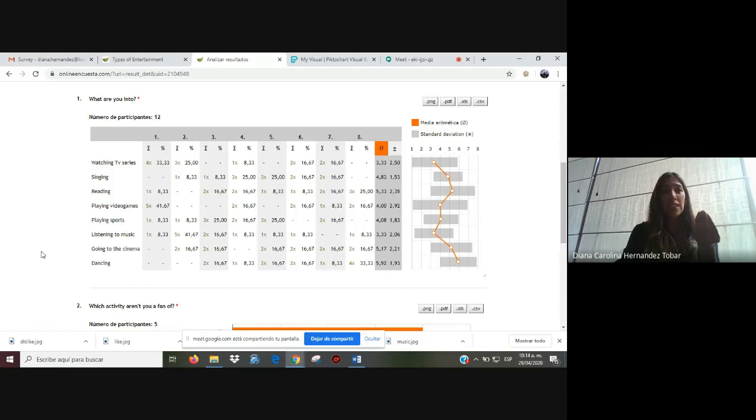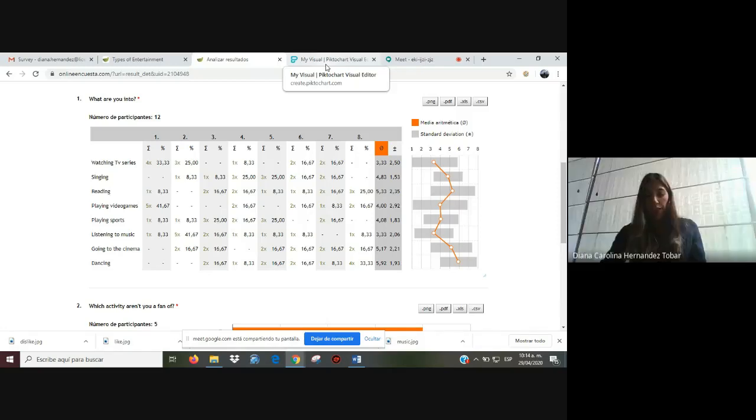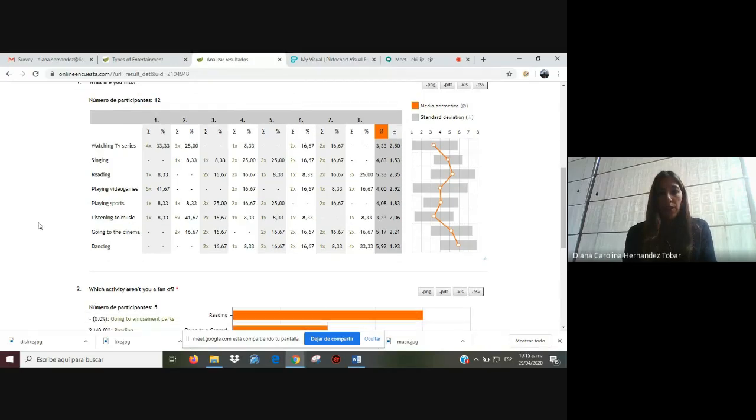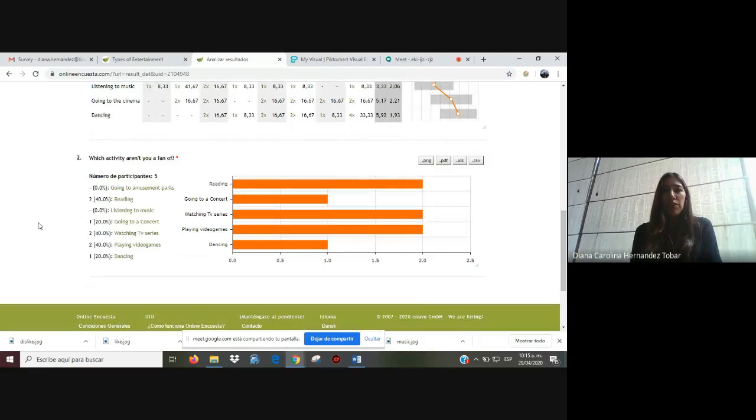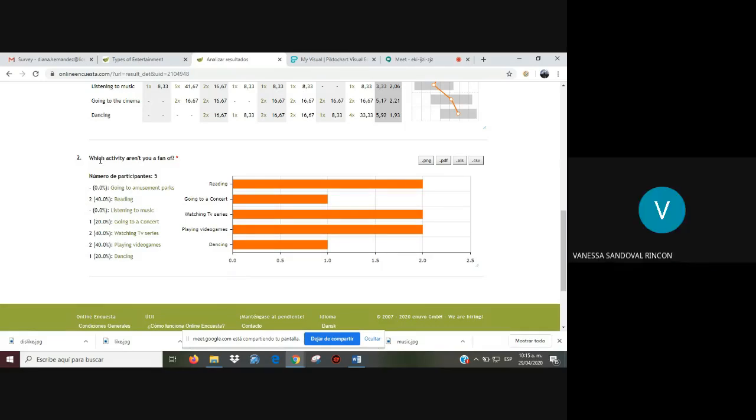When you use can't stand, you don't use about. You use it with bothered about. Okay. Yeah. So say it again. Can't stand. The majority of people, or most people. Most people can't stand dancing. Okay, the majority of people here in this group can't stand dancing. Yeah. Okay, very good. Now, Vanessa Sandoval, you are going to talk about these results. What can we say about these results? The question was, which activity aren't you a fan of? The majority of people aren't fans.